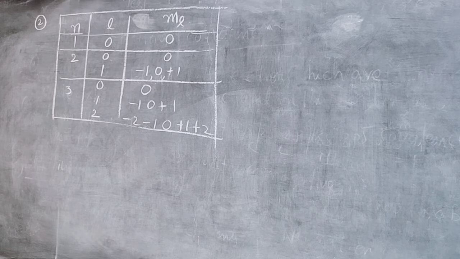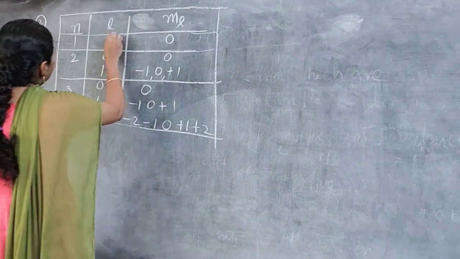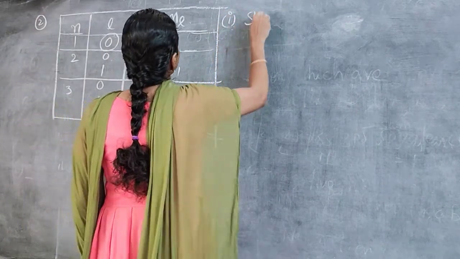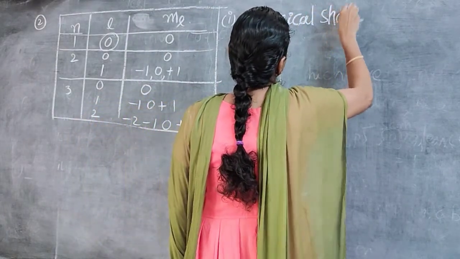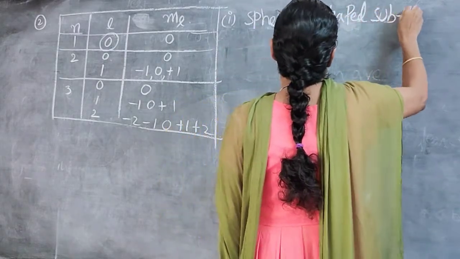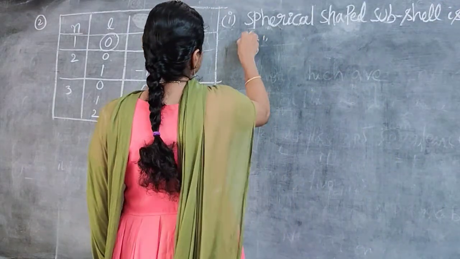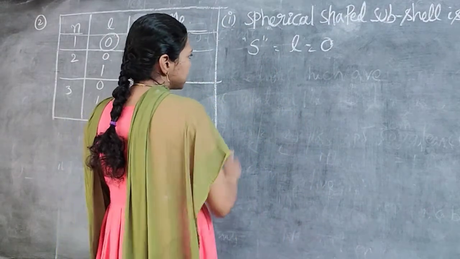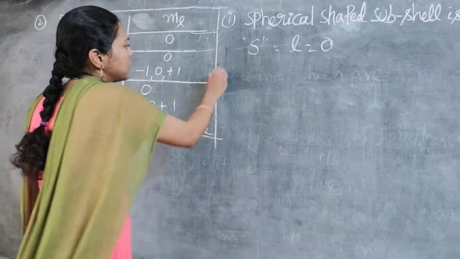What is the first question? Write the L value and the symbol of the spherical shaped subshell. The L value is 0 for the spherical shaped subshell. First question answer: the spherical shaped subshell is the S orbital, and the L value for S is 0. What is the symbol? S orbital. The L value is 0. Okay, second question.